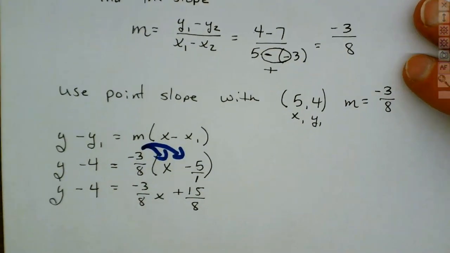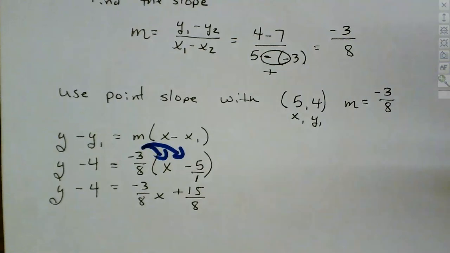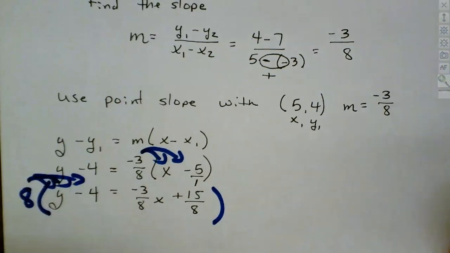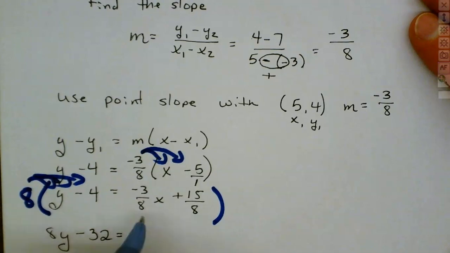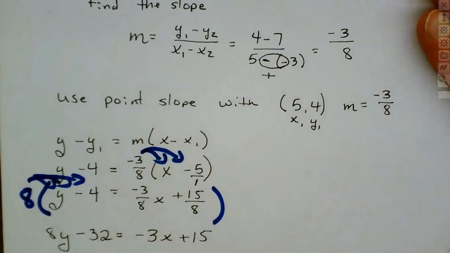Now, can we have any fractions in standard form? No. We are not allowed to have fractions in standard form. So we multiply everything by an 8 to get rid of the fractions. And that leaves you then with 8y, and 8 times a negative 4, that's a minus 32. The 8's cancel, that leaves you with a minus 3x. The 8's cancel, and that leaves you then with 15.